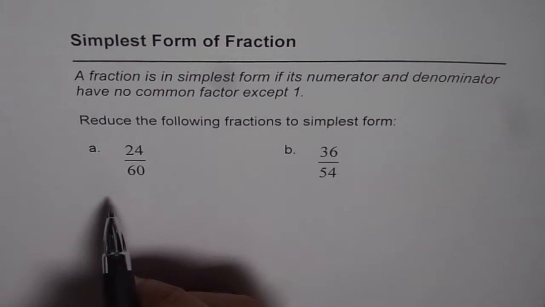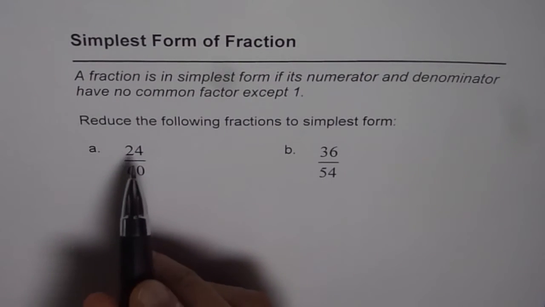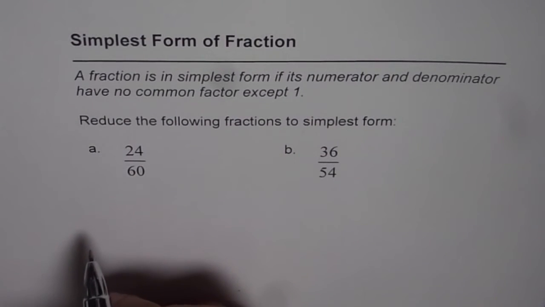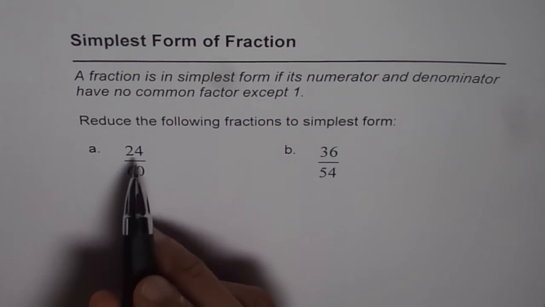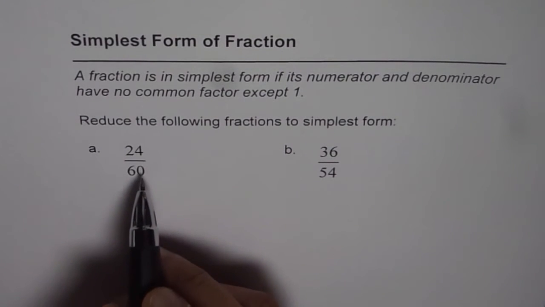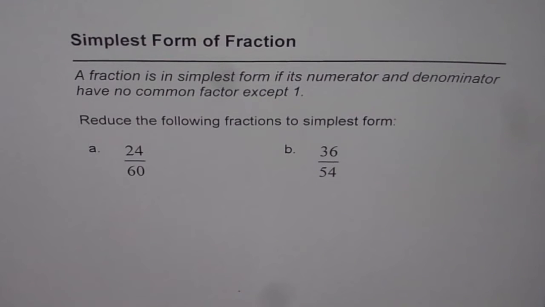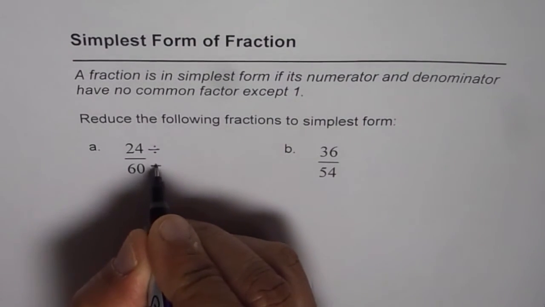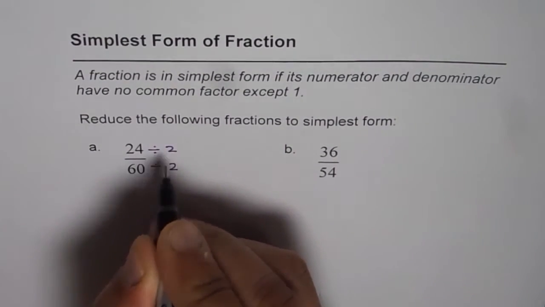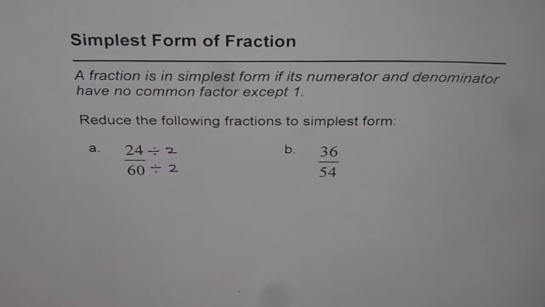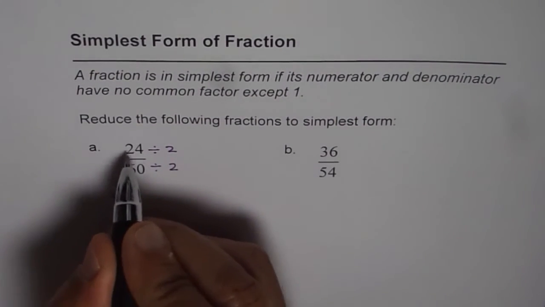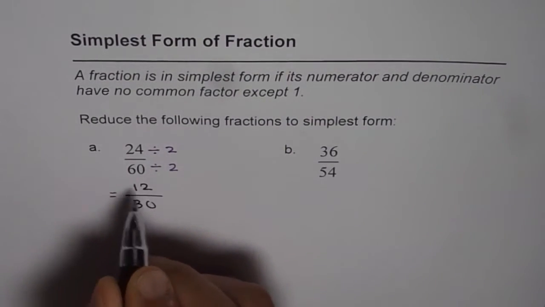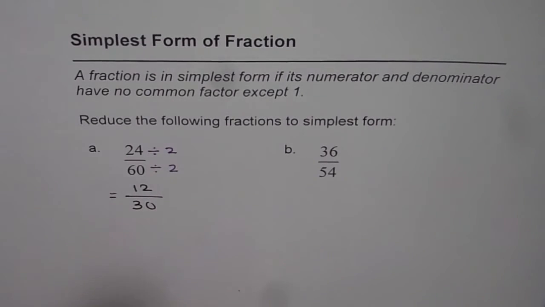Now to simplify means keep on dividing by the common factors until you reach a stage where there is no common factor, right? So we figured out that 2 is a common factor. We can divide both numerator and denominator by 2. So let's divide by 2 and see what we get. That is the first step. Once we divide by 2, 24 divided by 2 is 12 and 60 divided by 2 is 30.